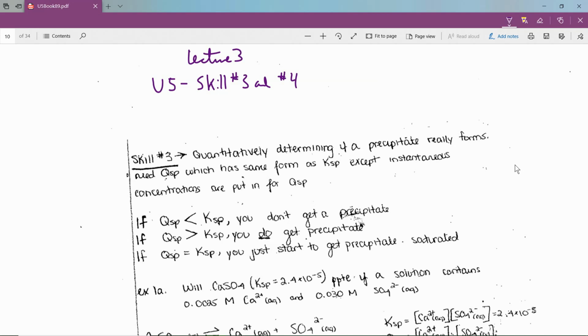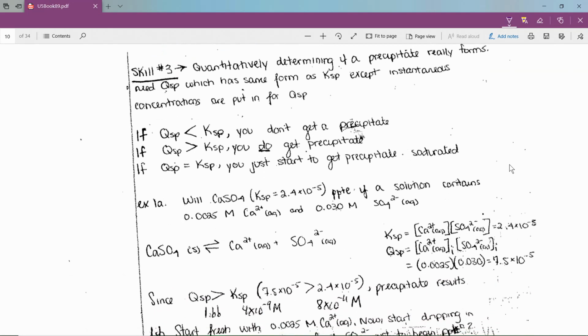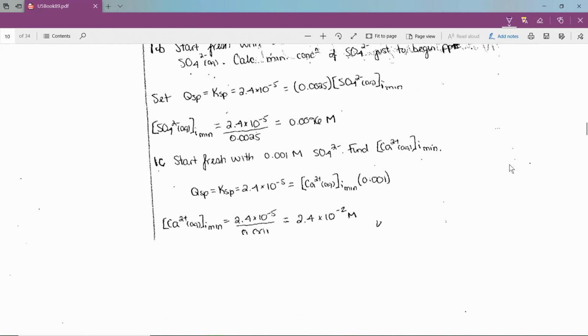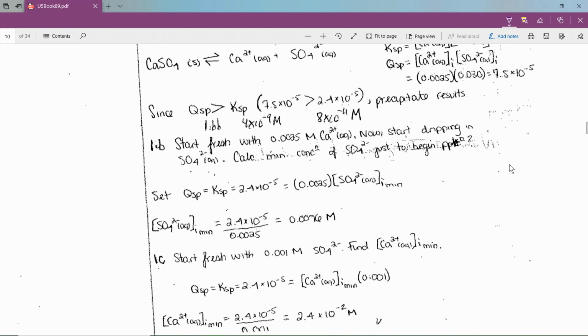Here we're going to quantitatively say, do we really have enough cation and anion smashing together to fall out of solution? Remember, falling out means to precipitate out of solution, right? So the way we determine that is we calculate something known as QSP, and then we're going to compare QSP to KSP. So get out your booklets, get to the page that is skill number 3, and if you really want to know what page number that is, it is page 10.